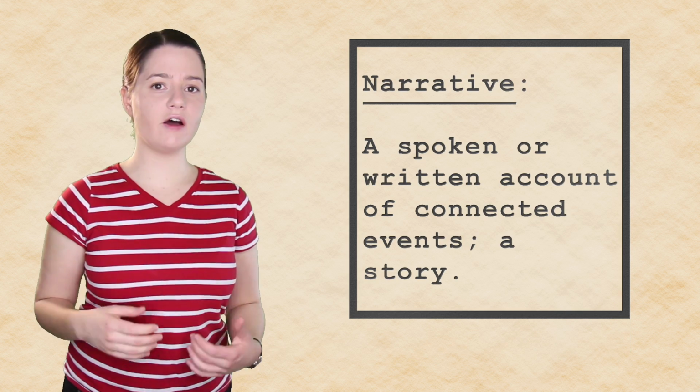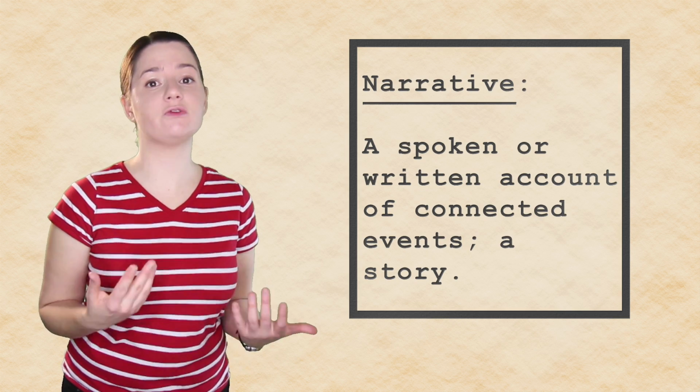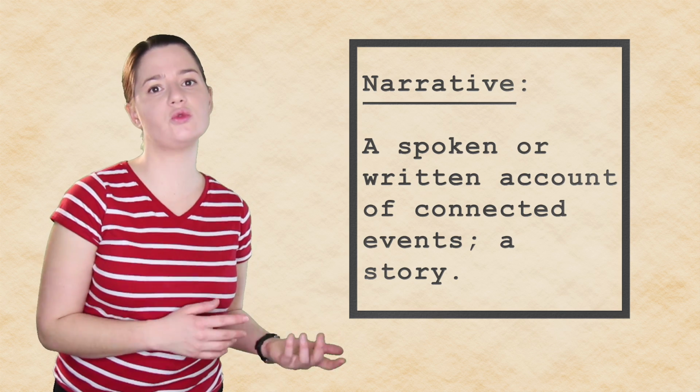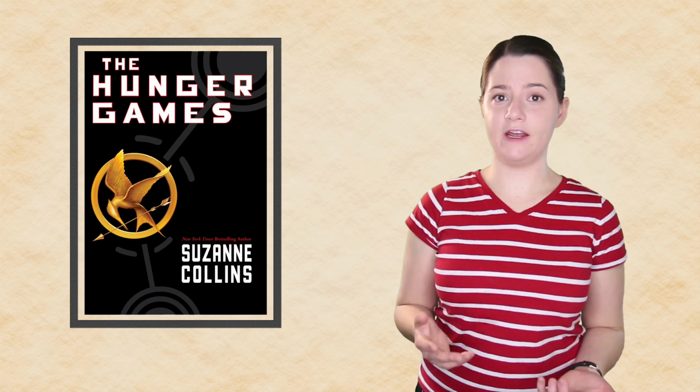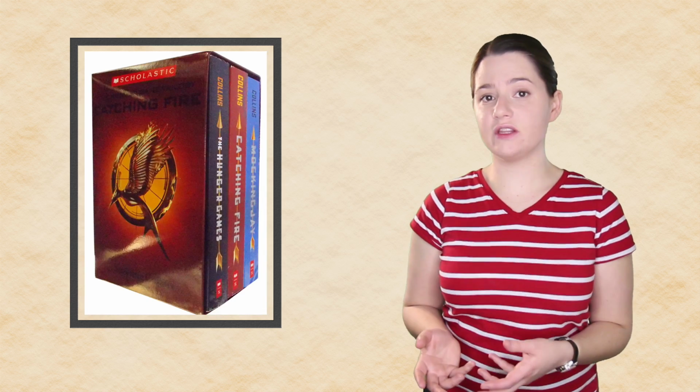Let's start with narrative. Of the three terms, this one is probably the most frequently used and refers to the actual story of the story, or the collection of events from beginning to end. Narrative is an umbrella term, and it can refer to novels, poetry, even a whole series of books. Any story is a narrative. When people talk about the plot of The Hunger Games, they're talking about the narrative. When they talk about the trilogy The Hunger Games, they're also talking about the narrative.